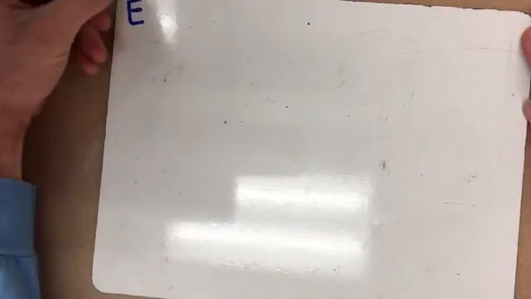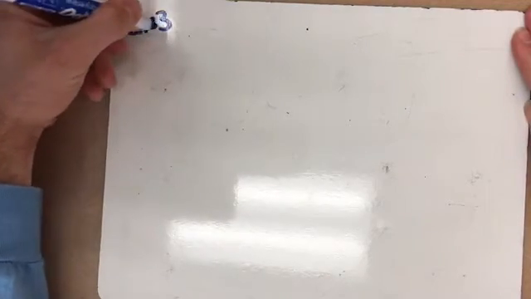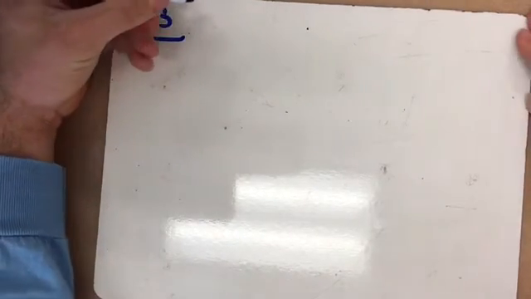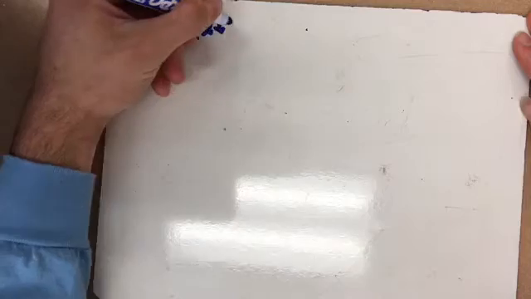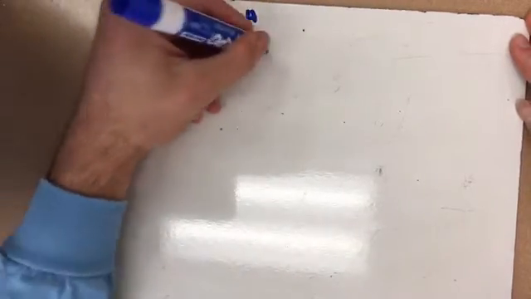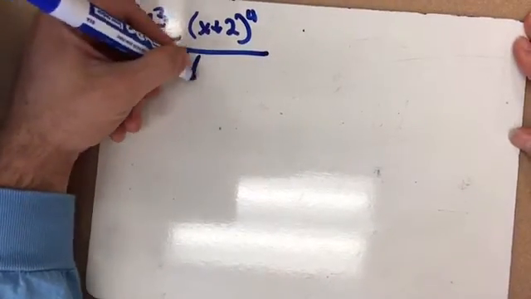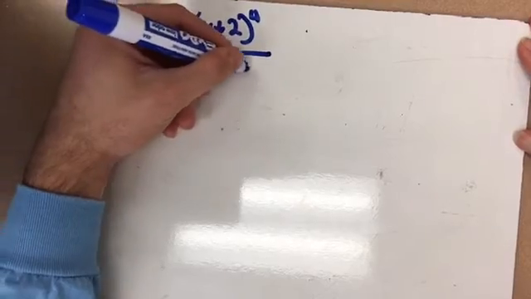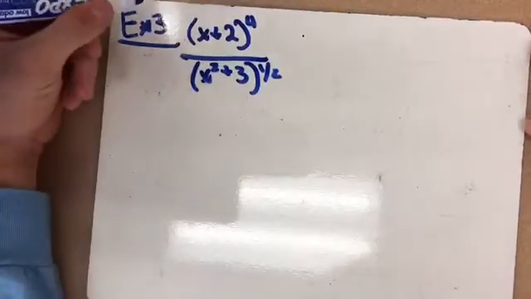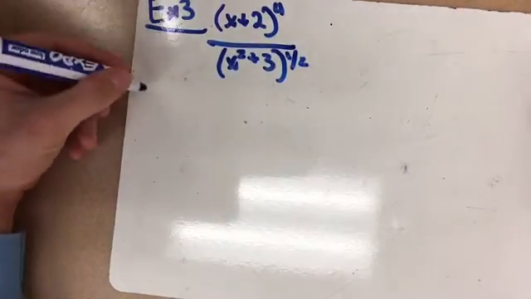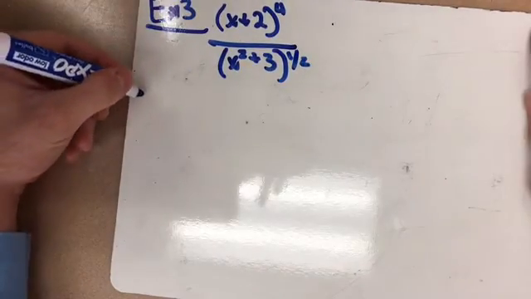So for example number 3, we're given the problem (x plus 2) to the 4th power all over (x squared plus 3) to the 1/2 power. So what we're going to do here is the same as the other problems. We're going to start with the quotient rule.